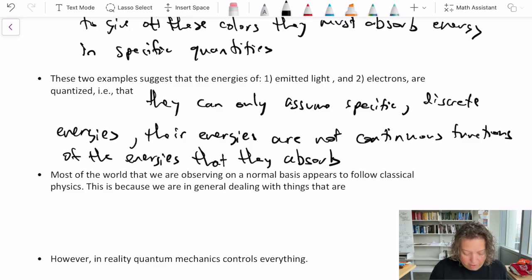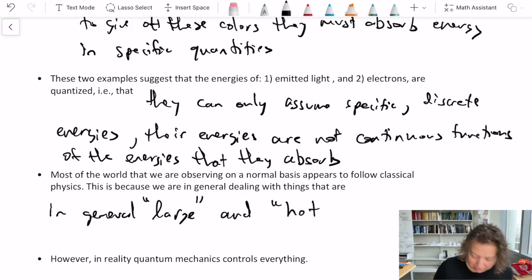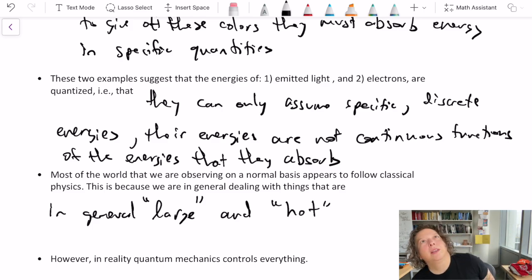Okay, so that's quantum. Most of the world that we are observing on a normal basis appears to follow classical mechanics, and that's because we are dealing with things that are, in general, large and hot. So usually the larger the thing it is and the hotter it is, the more energy levels it has access to, and so its energy levels tend to become continuous.